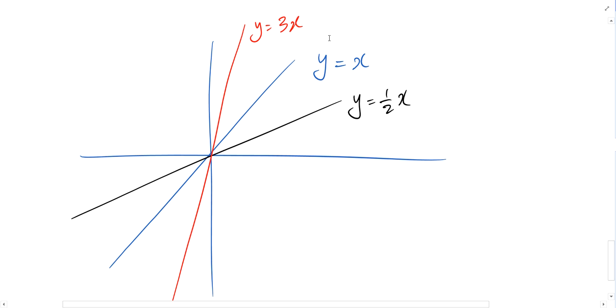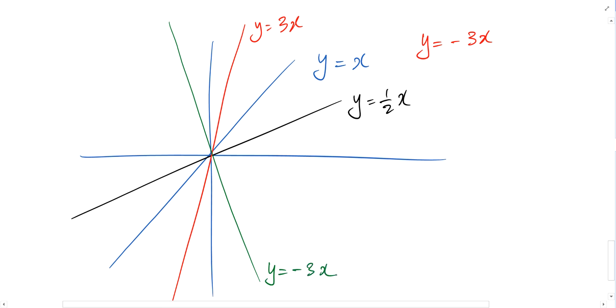Then, let's say I want you to draw the graph of y equals to negative 3x. What will you do now? Draw downwards. So it is a mirror reflection of which line? Y equals to 3x. So reflect it, you get this. Y equals to negative 3x.